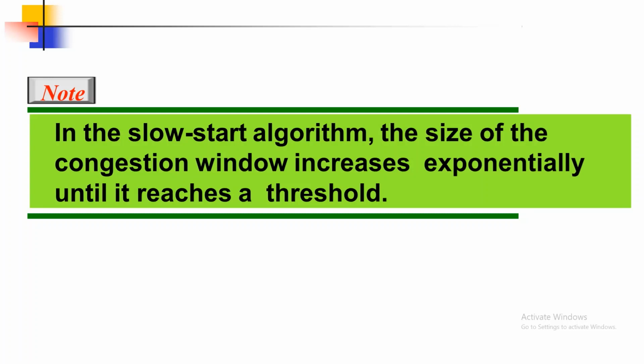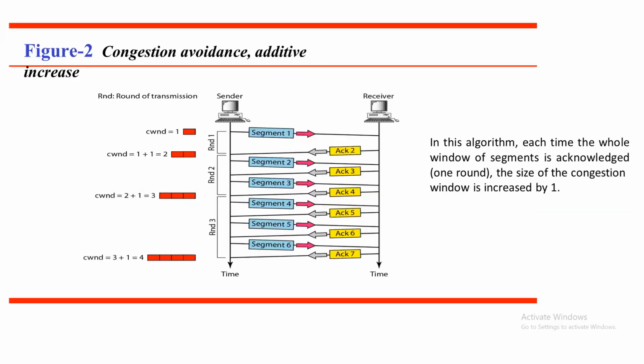Now, once that value of the slow start threshold has been reached, the TCP congestion control algorithm moves on to the congestion avoidance phase, which is also called the additive increase phase. So in this case, the size of the congestion window starts with 1. So 1 segment is sent and then 1 acknowledgement is received. After 1 round is completed, the whole window of segments is acknowledged. Then in the next round, the size of the congestion window is just increased by 1.